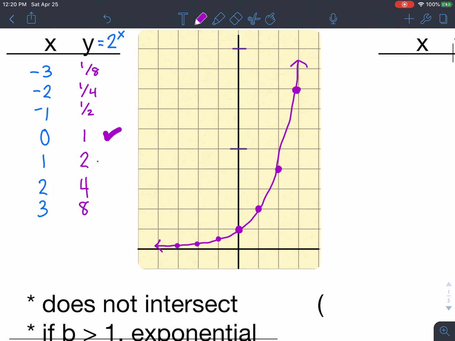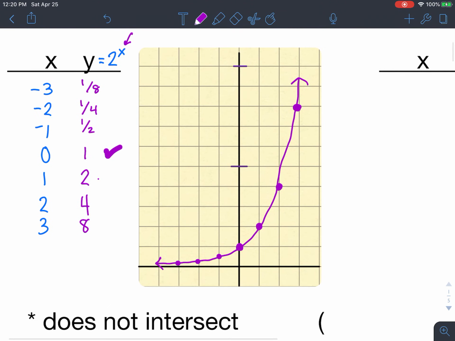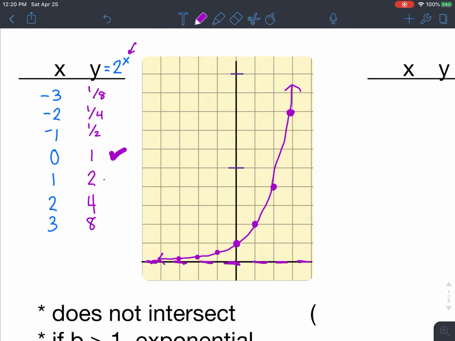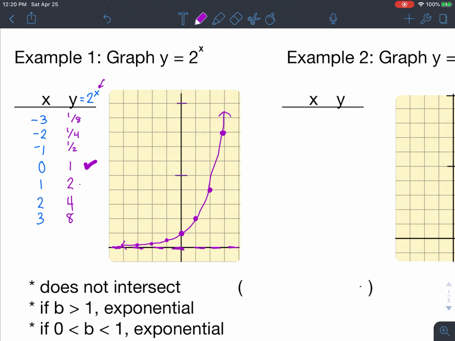Okay, so one thing to note is that no matter what exponent we put in here for x, I am never going to get a negative number as an answer. So what that means, I'm also never going to get 0. So there is a horizontal asymptote here at y equals 0. And we draw that in just like we did with rational functions way back in the beginning of the year.